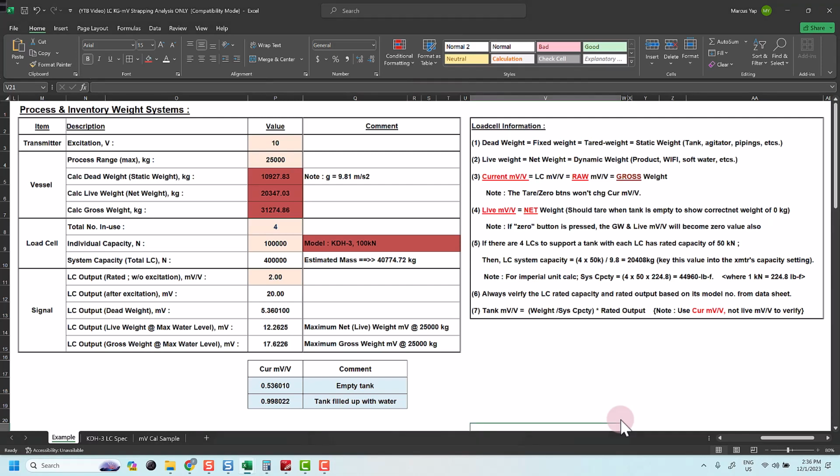Hello, today I am going to discuss how to find the tank weight based on the millivolt per volt signal generated by the weight transmitter. So before I go into the detail of the discussion, let me briefly talk about the load cell information. Maybe I draw a picture, it's easier to understand.